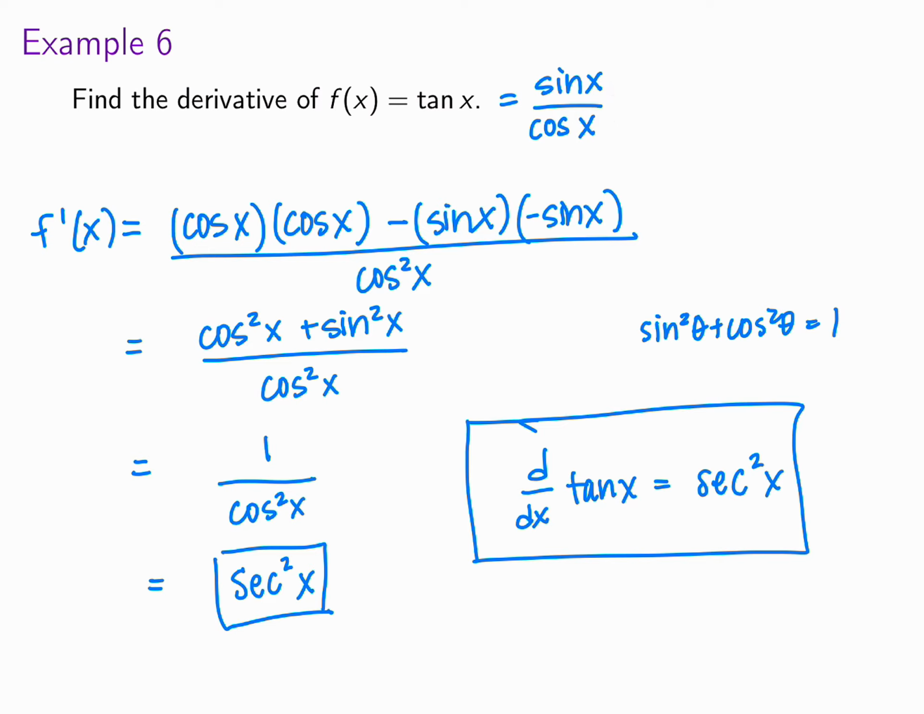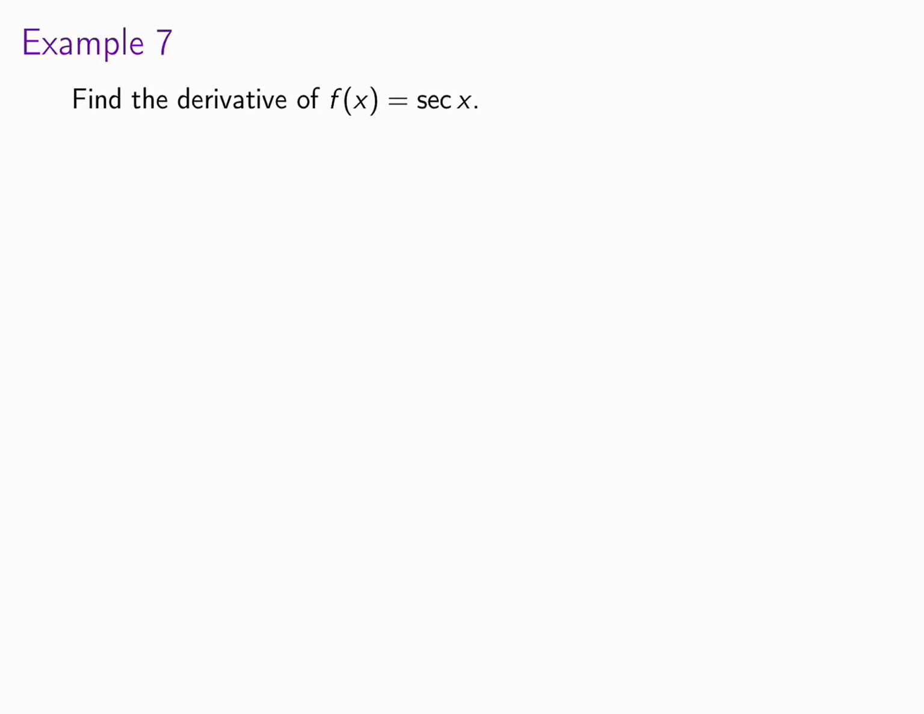All right, let's do another one. Let's find the derivative of secant x. So again, this is another one of our basic trig functions. This is one that we should just know its derivative eventually. But to get its derivative, we're going to use the quotient rule and the fact that the secant function would be 1 over the cosine function. Okay, so let's use the quotient rule here.